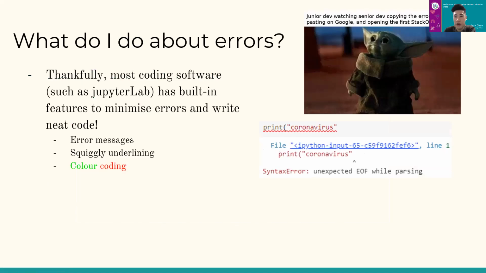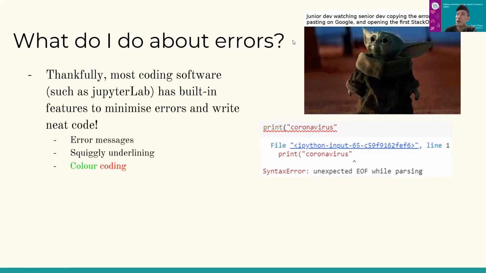Okay, so what do we do about errors? Most of the time, as a coder, when you write code, it's hard for you to debug your own errors because to you, everything's perfect because it's your code. So you won't be able to see your own blind spots. But luckily, most coding software like Jupyter Lab, which we will use for our worksheets, has built-in features to minimize these errors. Those built-in features include displaying error messages, and sometimes squiggly lines to indicate that there's something wrong with that code. They can't understand that code.